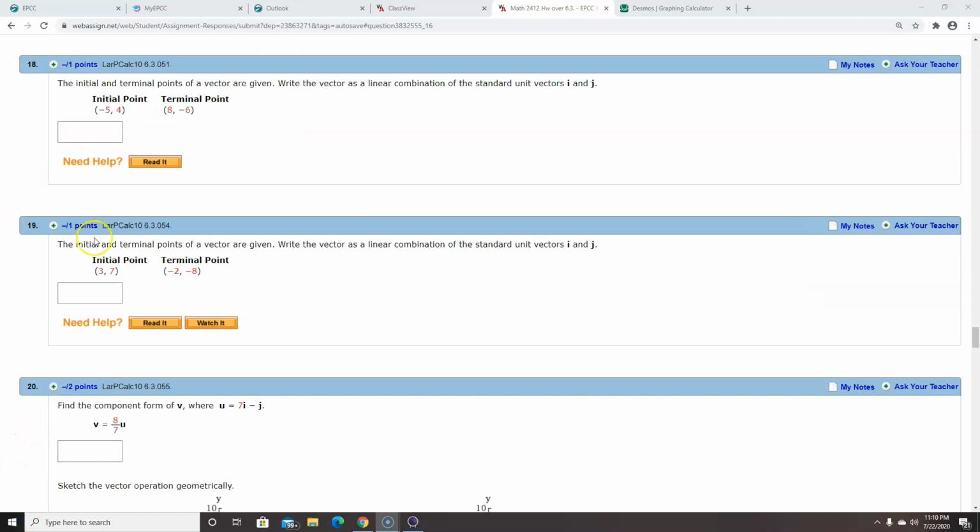So let's look at 18 and 19, just the directions though. Either one, they're the same directions. You have an initial point, hope that sounds familiar, call it P. A terminal point, hope that sounds familiar, call it Q. Connect initial point P with terminal point Q and you get the directed line segment PQ, or you can say the vector with initial point P and terminal point Q. Now, write that vector as a linear combination of the standard unit vectors i and j.